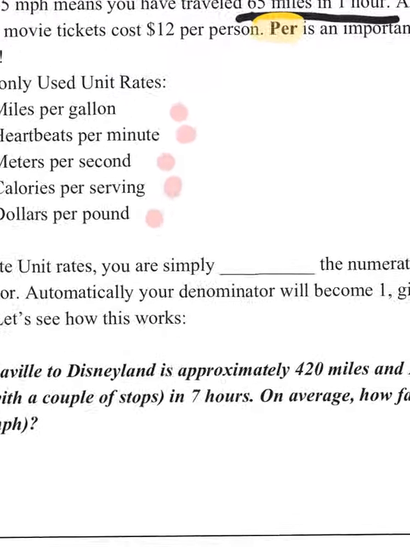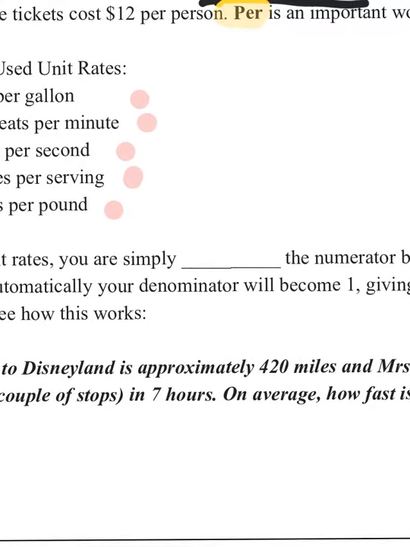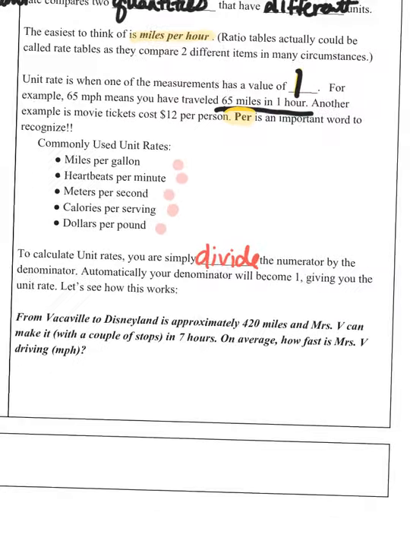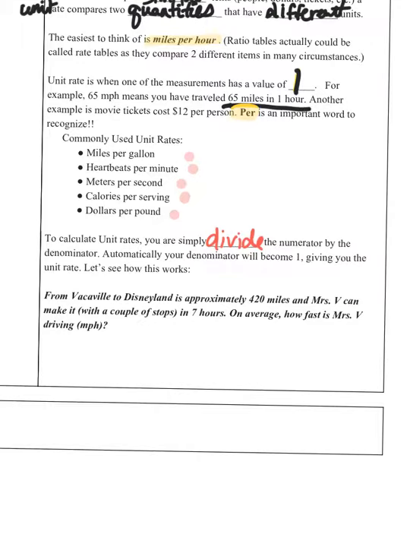To calculate unit rates, super easy. All you're going to do is divide the numerator by the denominator. Okay, so we've been working with fractions a lot, pretty good at that now. When you do that, your denominator will become 1 automatically. And let me show you how that works.